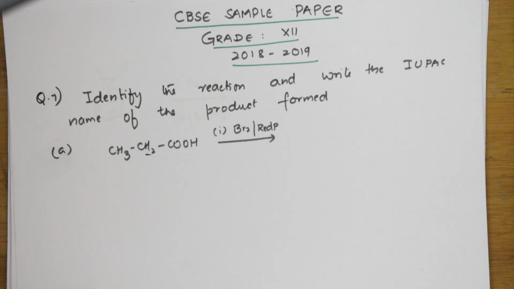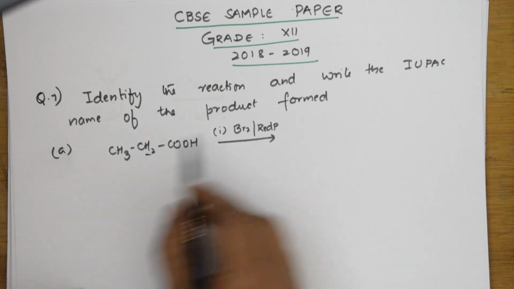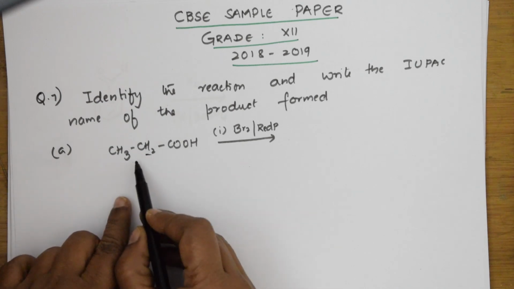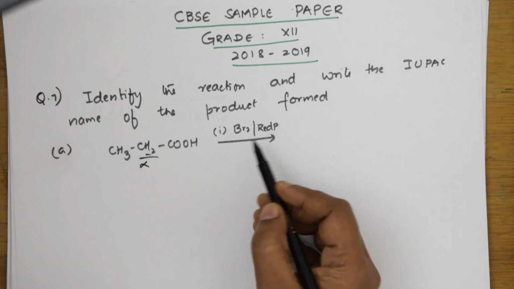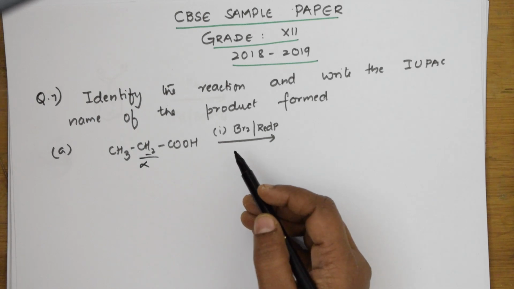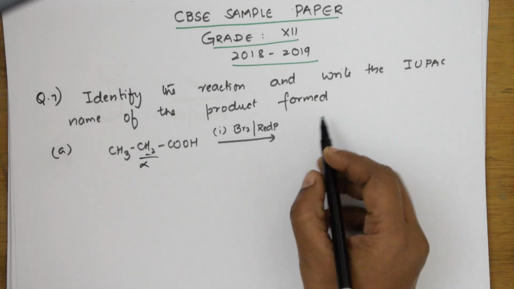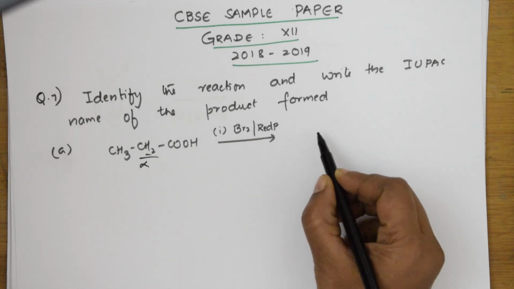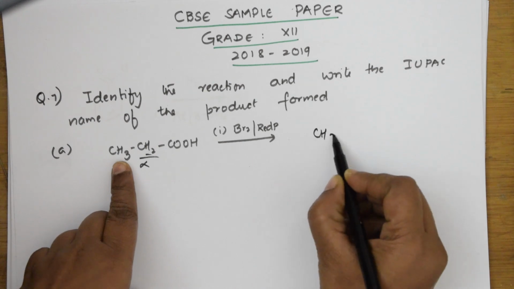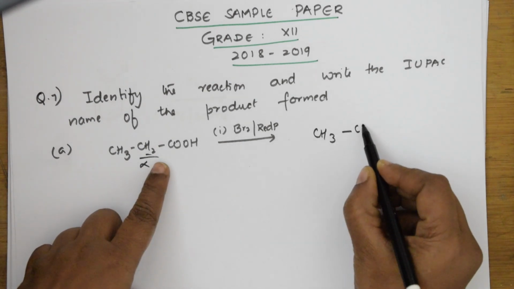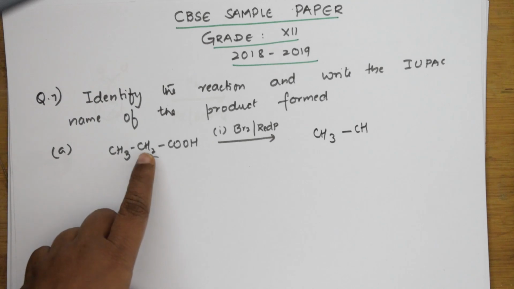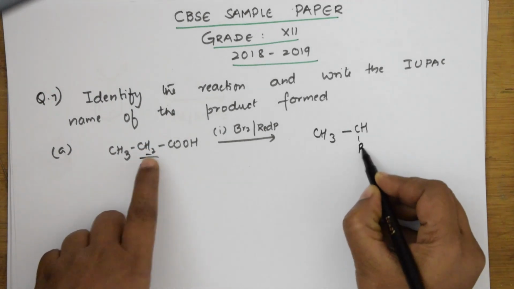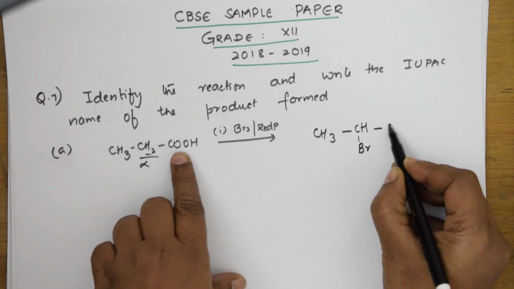Hell-Volhard-Zelinsky reaction. So remember, this is the whole thing. Here this is an alpha hydrogen, this is bromine, red phosphorus. So HVZ reaction, that is the full form. Now let's write the product. In HVZ, the product formed is CH3, and at the position where I have written alpha hydrogen, there you have your bromo group. This bromo is introduced, and COOH is as usual.